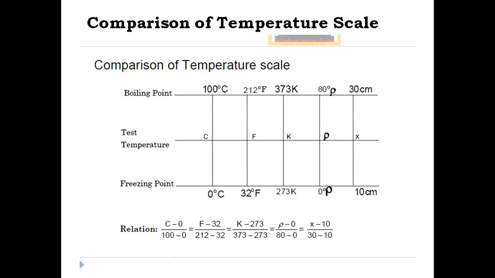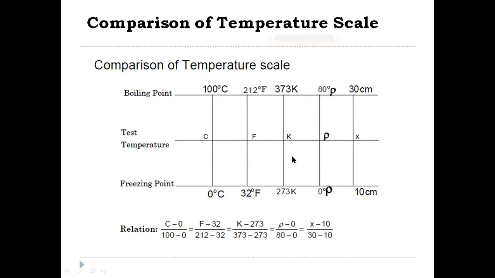So here, if you want to compare these, the relation between these three scales is given as C minus 0 divided by 100 minus 0. And here, F, the degree Fahrenheit, minus 32 divided by 212 minus 32. And K minus 273 is equal to 373 minus 273, which is equal to rho minus 0.